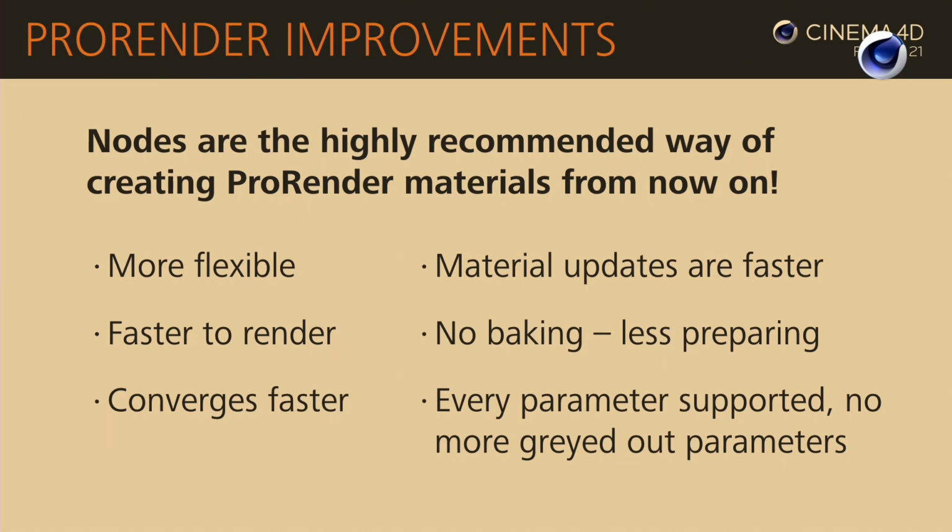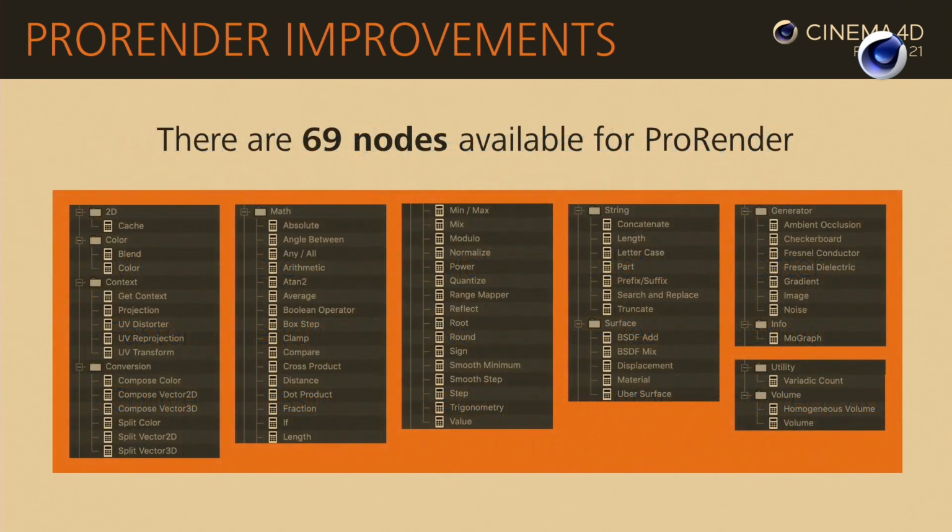So it's really more flexible, faster to render, converges faster. Material updates are faster. No baking, less preparing, and every parameter supported. No more grayed out parameters now with R21. Here are the 69 nodes for ProRender.